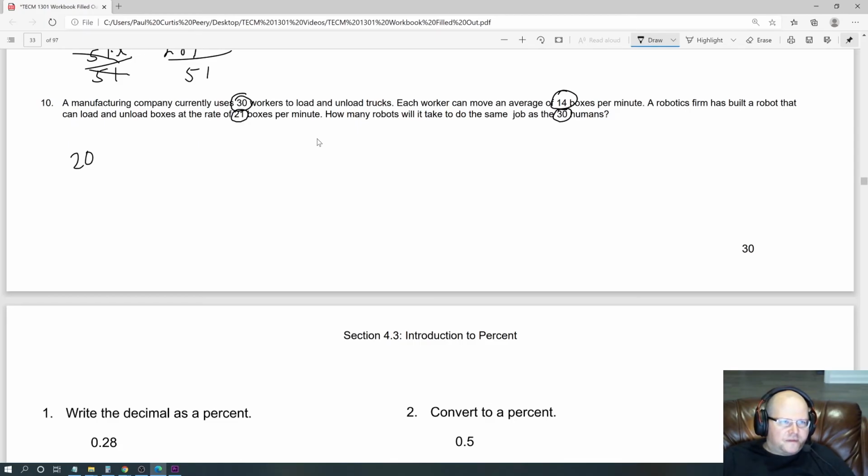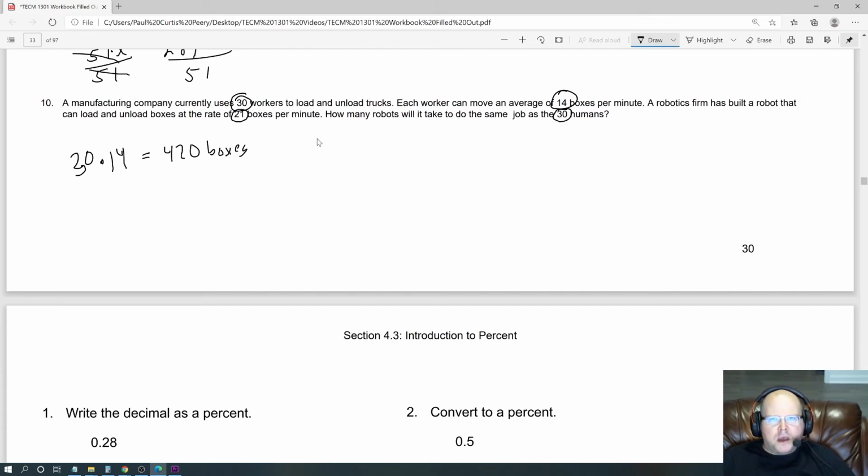Now, if 30 workers do 14 boxes a minute, then they do 420 boxes, if that makes any sense. So 420 boxes. So the question is, how many robots will it take to do 420 boxes? Okay, so that's the real question. Now, that's a little confusing, but this is the simplest way I know how to explain this. There are other ways to do it, but this is the simplest way that I know to explain.